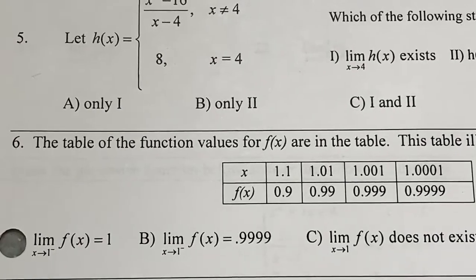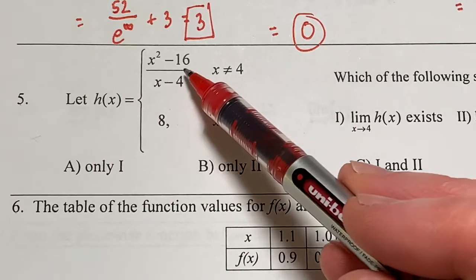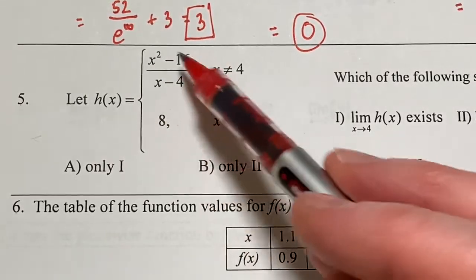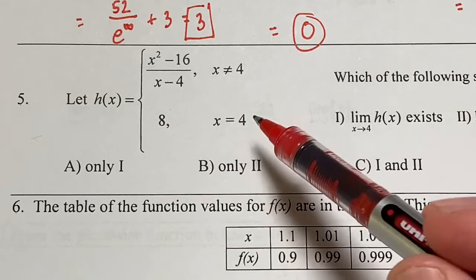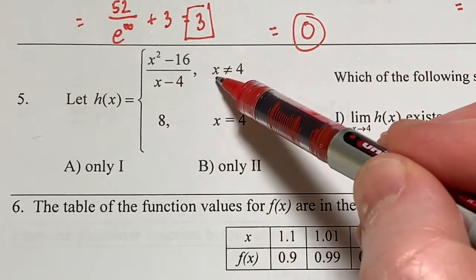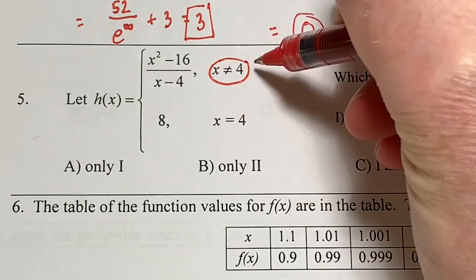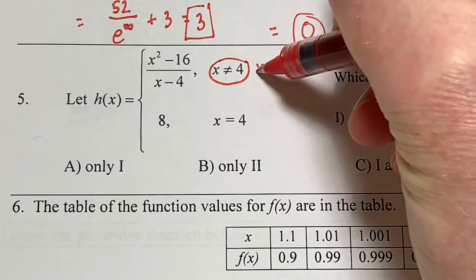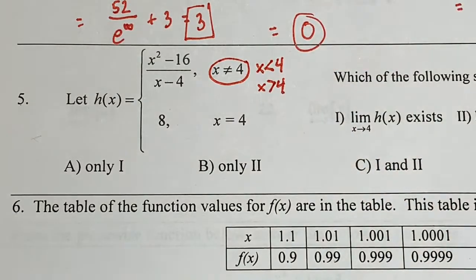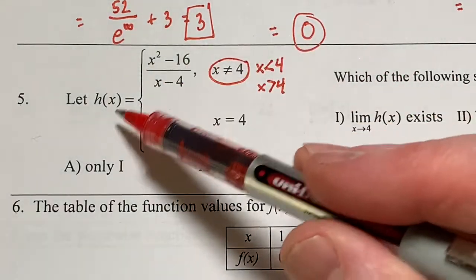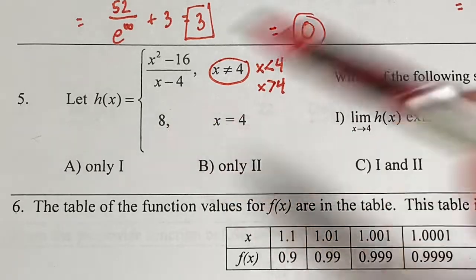Okay, so number 5, we've got the h function is a piecewise function composed of this rational function at 4, and it's equal to 8. I'm sorry, a rational function everywhere but 4. And again, this right here, that is the same thing as writing this twice and saying, hey, one of them is less than 4, one of them is greater than 4. It's just a shortcut way of saying, hey, this function's going to look like this everywhere but at 4. And then at 4, it looks like that.